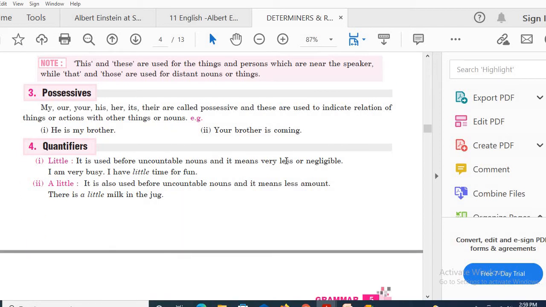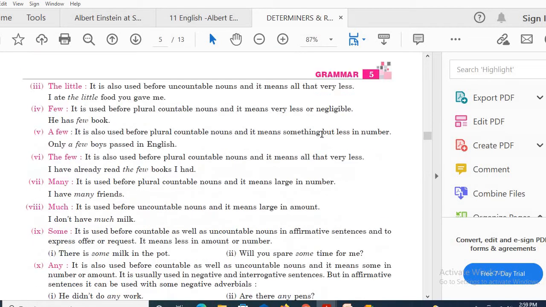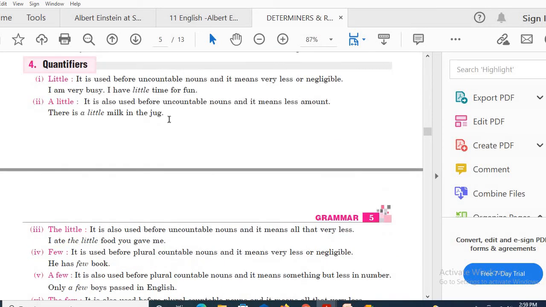Now possessives are also there. What are those possessives? Like my, our, your, his, her, its, their, these are all possessives. Okay, just like he is my brother, your brother is coming, like this. Now quantifiers, this is important before I end the class. Now quantifiers, you have to know that little and a little, their meanings are different. If I say little, it means very less or very negligible. Just like I am very busy, I have little time for fun.